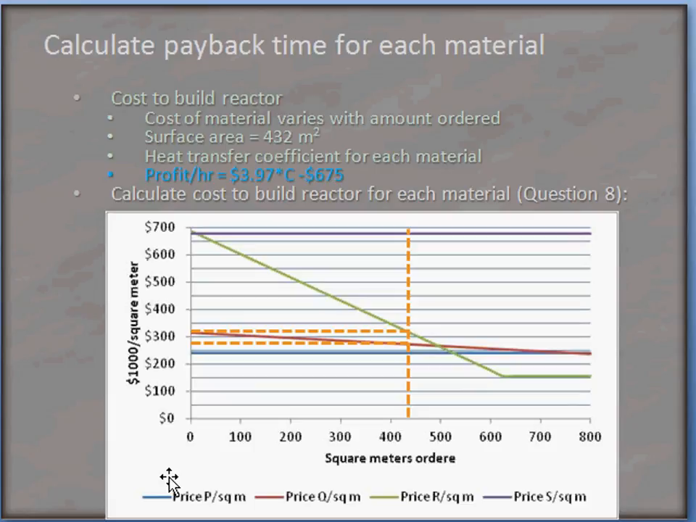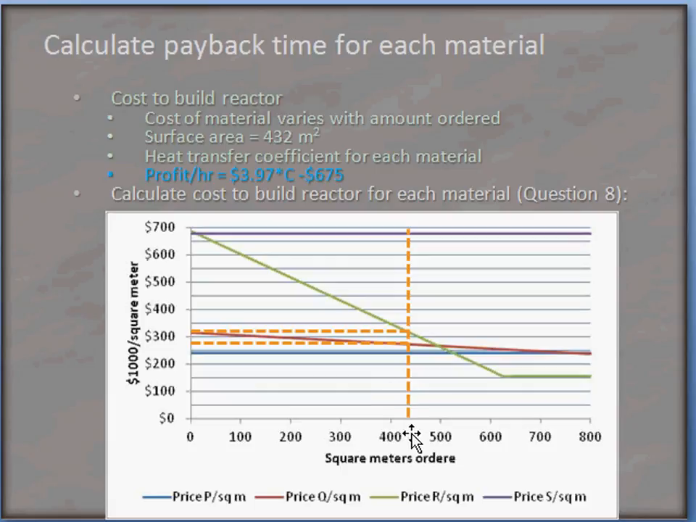Now that we know our profit per hour, we can calculate the payback time for the material. We were given this chart with the problem statement. This gives us the number of square meters, the cost per square meter of material as a function of the number of square meters of material ordered. In this case, our surface area was 432 square meters.